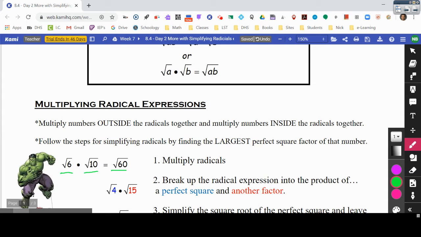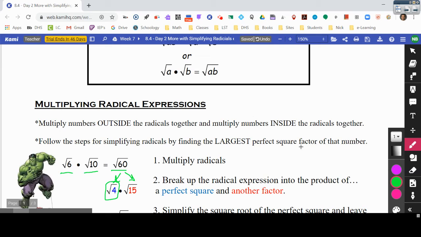After that, we're going to follow our same steps to simplify these radicals, and that is breaking up the radical expression into the product of a perfect square and another factor. So this rad 60 is going to get broken up into the rad 4 times rad 15. I want to do that because this rad 4 is a perfect square factor. I couldn't do that to start with because I don't have a perfect square inside of rad 6 and I don't have a perfect square inside of rad 10. So therefore, I need to bring them together first and then break them apart.